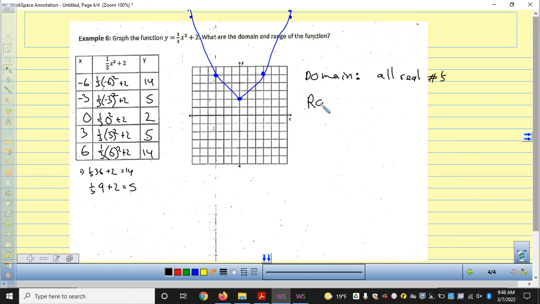The range. Where does my graph start on the y-axis? 2. And it keeps getting bigger, right? This goes up and up and up. It could keep going as far as we wanted. So we'd say the range is y greater than or equal to 2. Because we start here and we keep going up.